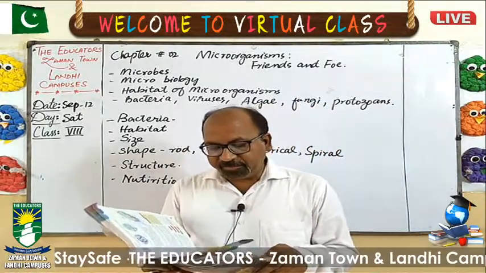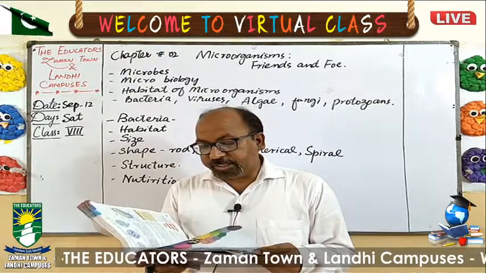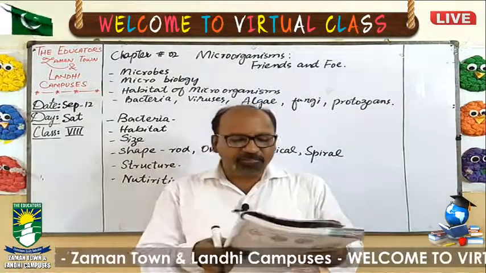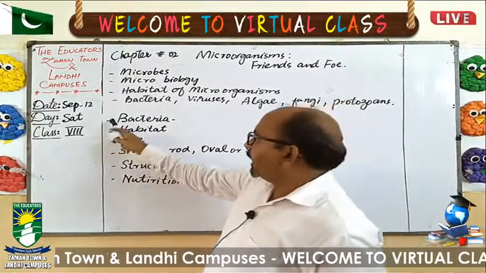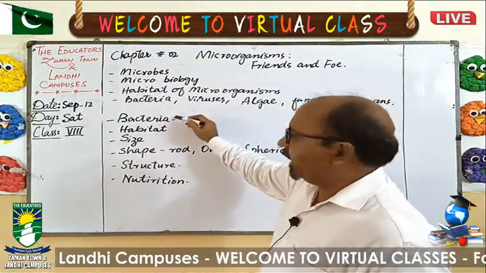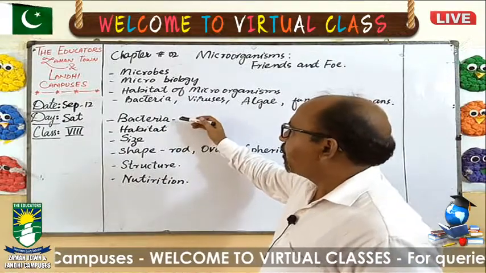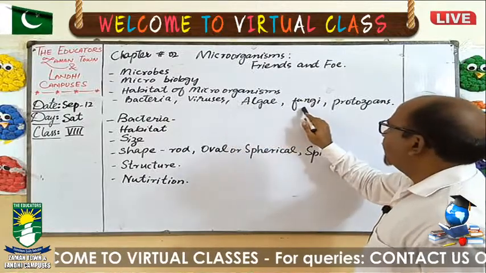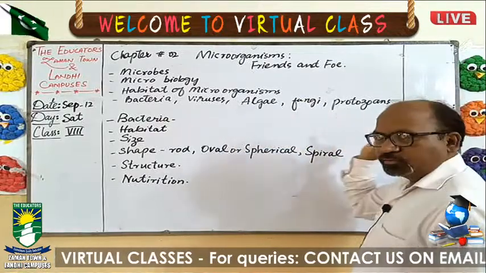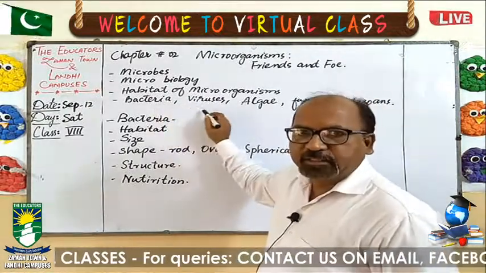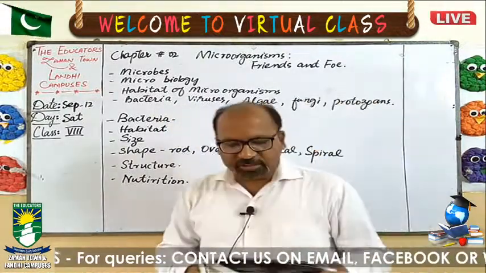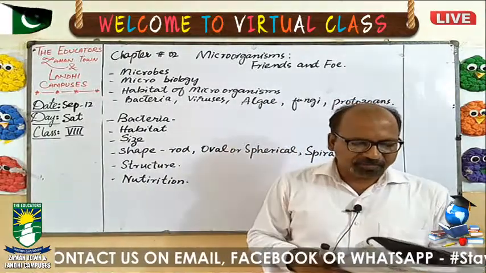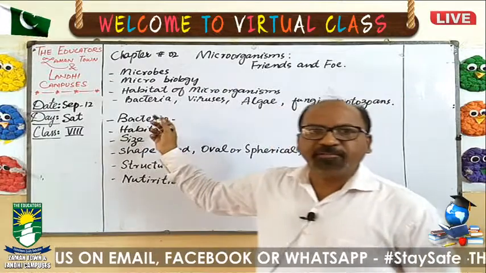Microorganisms can be classified into 5 groups. Let's see, these are the 5 groups of microorganisms: bacteria, viruses, algae, fungi, and protozoans. These microorganisms are divided into these 5 groups. So first of all, we are going to discuss bacteria.